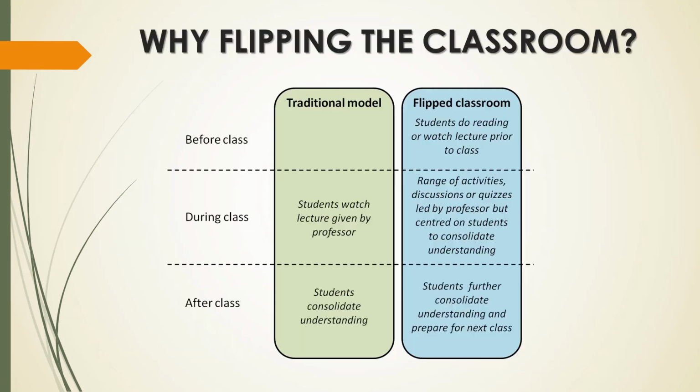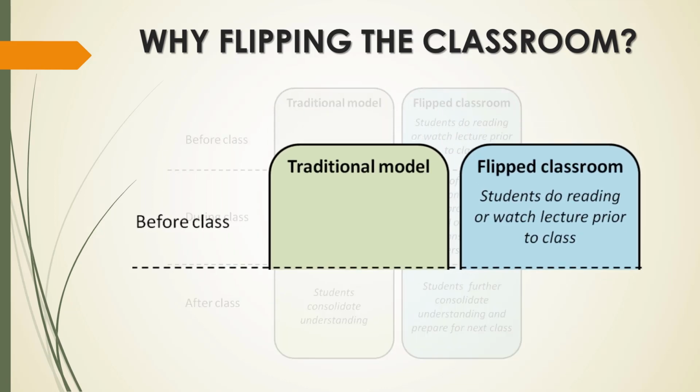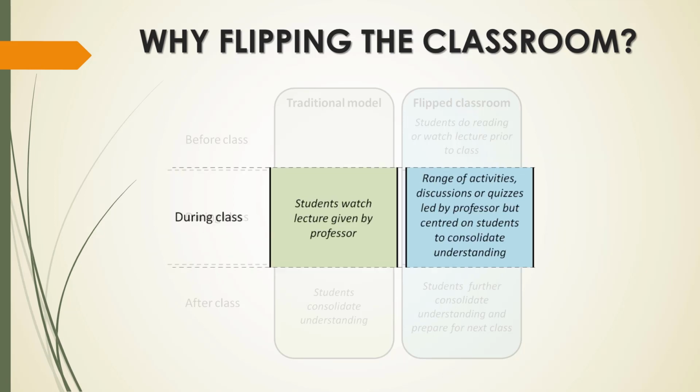If we contrast the traditional model with flipped classroom, we're going to find some differences. For example, in the traditional model, before the class, probably nothing happens. But in flipped classrooms, the students are going to do reading activities or are going to watch a video, but this happens before the class. So the students are going to activate their learning.